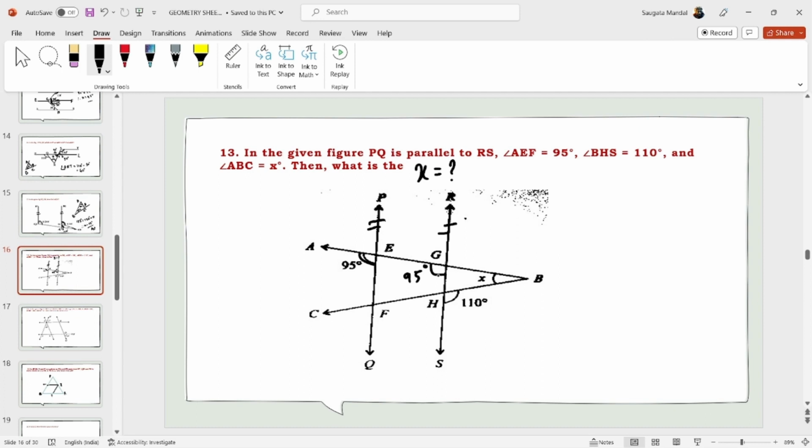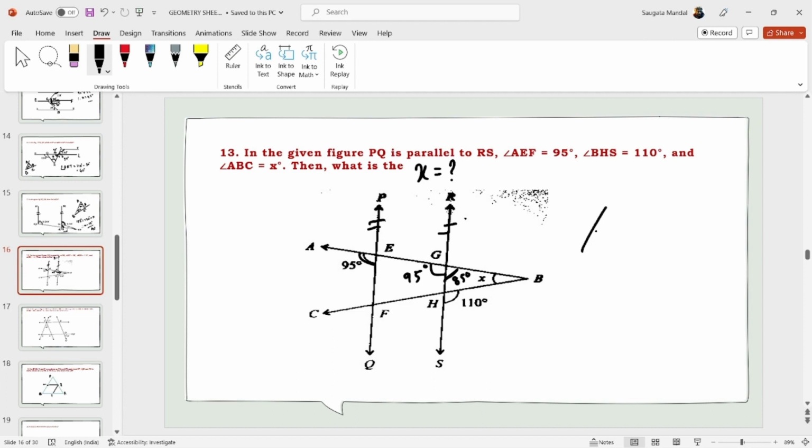This angle is 95 degrees and this is a straight line. AB is a straight line. In a straight line, if one angle is 95 degrees, what is the supplementary angle of this angle? That is 85 degrees.